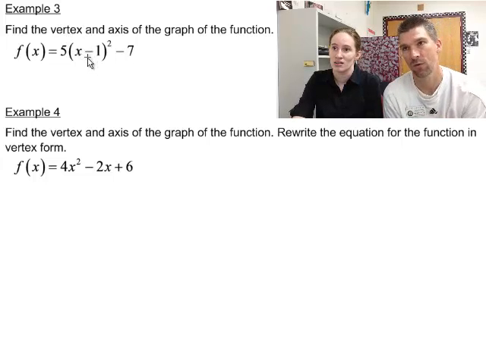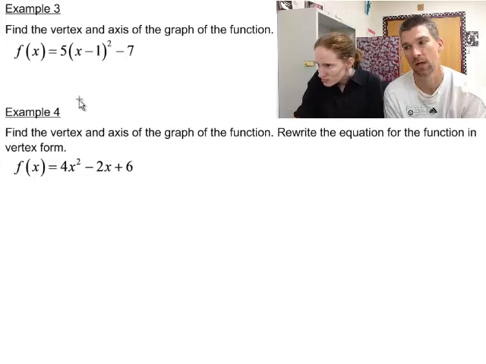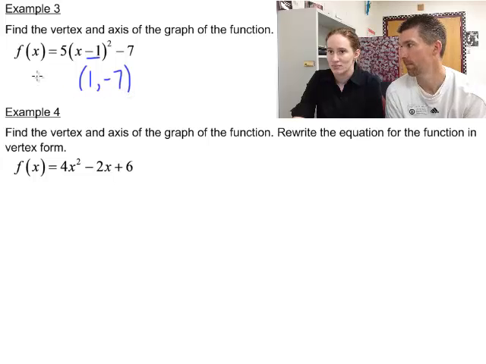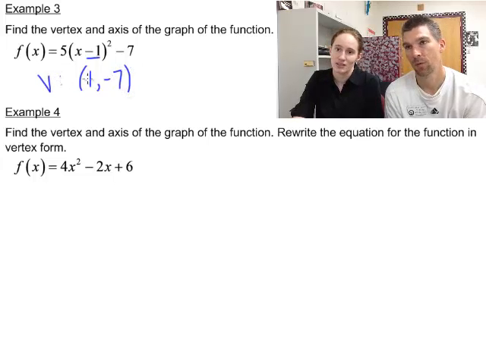So instead of having -1, our vertex is actually going to have an x-coordinate of 1 and a y-coordinate of -7 because the people outside the parentheses just aren't as cool. So V for vertex. The vertex of this is (1, -7).